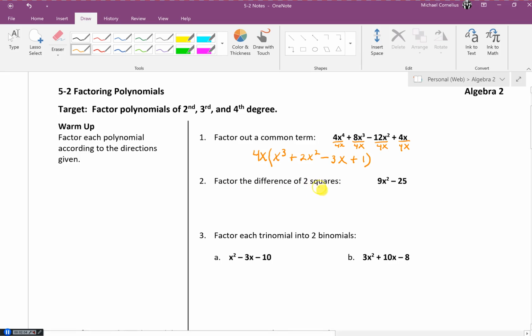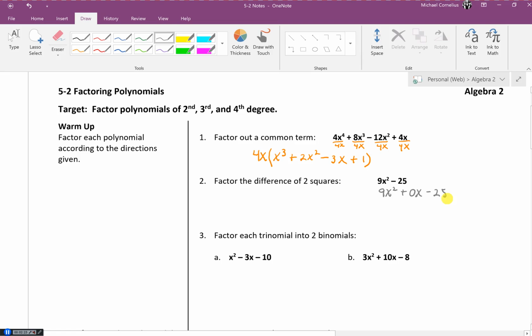Step number 2 is to factor a difference of 2 squares. Now, we did some polynomial factoring the other day, and this polynomial is the same thing as 9x squared plus 0x minus 25. So you should be able to box that or plus that.